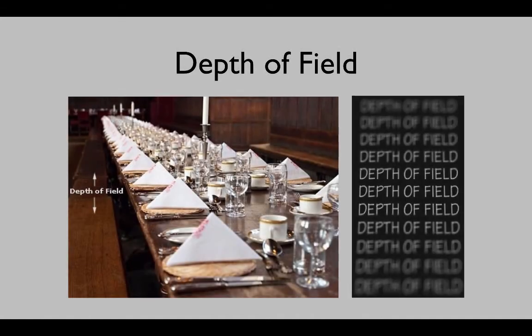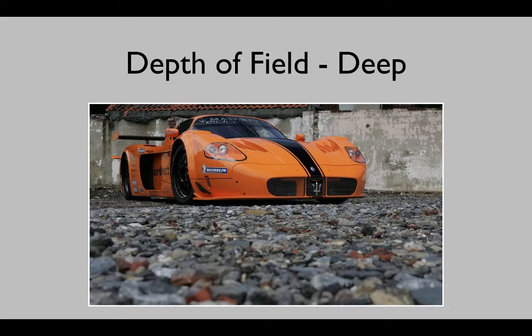You can see that only some of these place settings are in focus. Others closer and further away are not in focus. The range of acceptable focus is the depth of field. A wide range is called a deep depth of field. It means that more things in your image will be in focus.